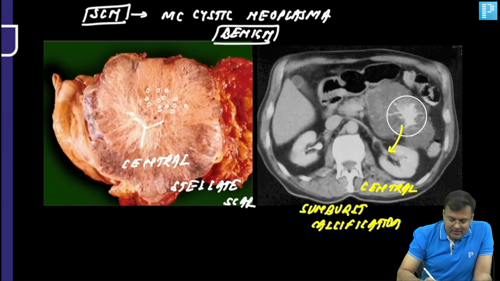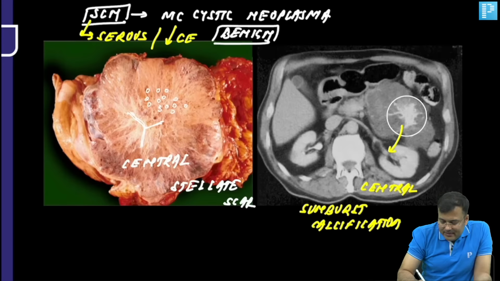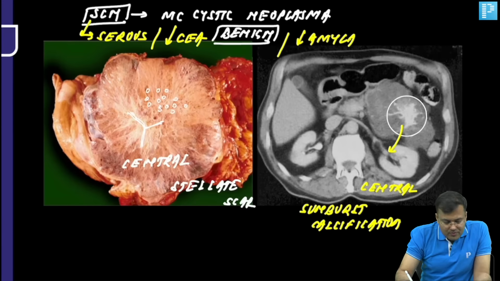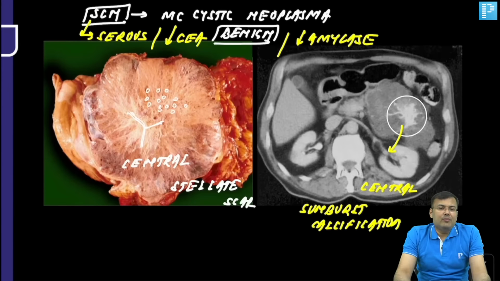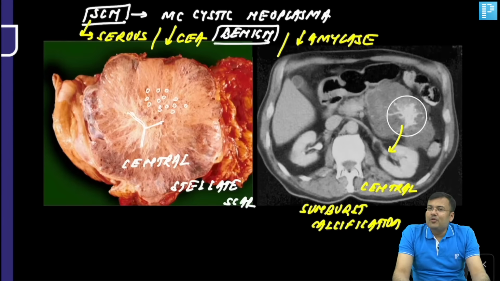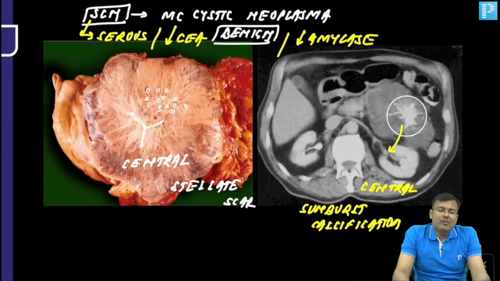So, in serous cystic neoplasm the content is serous. Since it is benign, there is normal or low CEA. Amylase is also normal or low. Then there is mucinous cystic neoplasm. In mucinous cystic neoplasm, the content is mucinous. That is pre-malignant. That is why CEA is high, but pancreatitis is not seen.